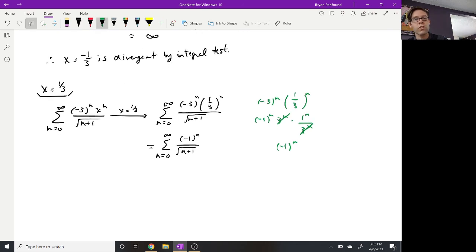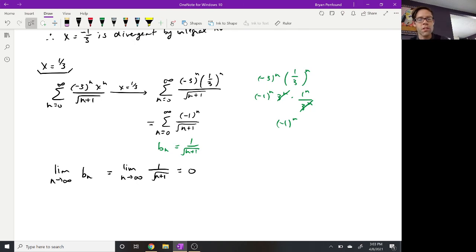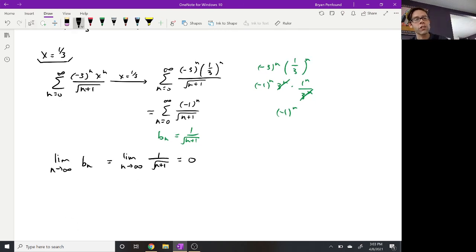And since this is an alternating series, we're going to tackle this with the alternating series test. And this one is going to converge. So our b_n is going to be 1 over root n plus 1. And we're going to check the limit as n gets really, really big of just the positive portion here. And of course, this denominator gets very, very big, so this is tending towards 0. So this is going to converge by the alternating series test.